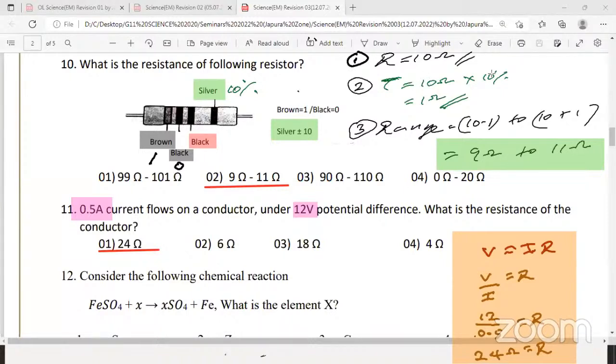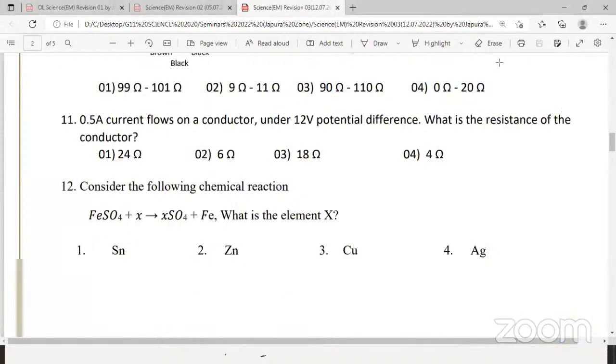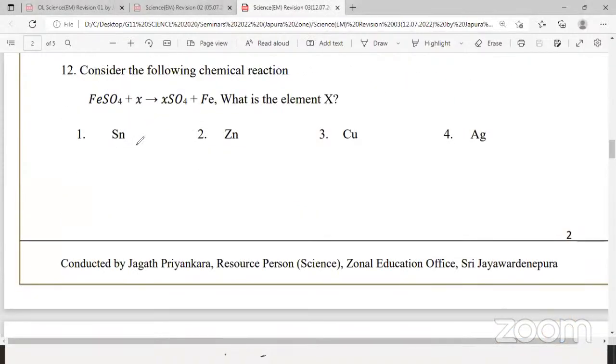I'll read the screen. Question number 12. Consider the following chemical reaction. What is the element X? Now you can see here, iron has been displaced by X. Iron is displaced by X.